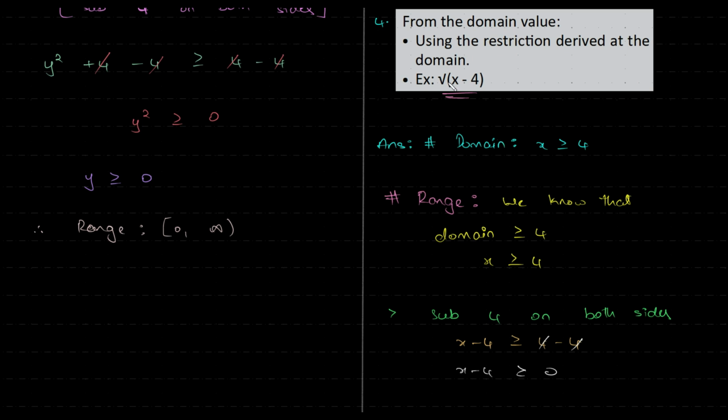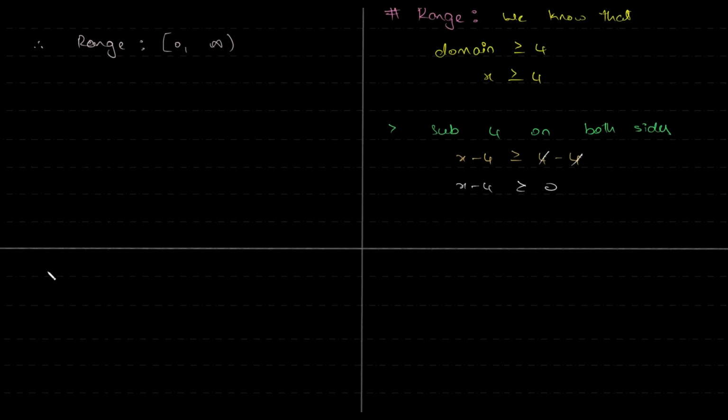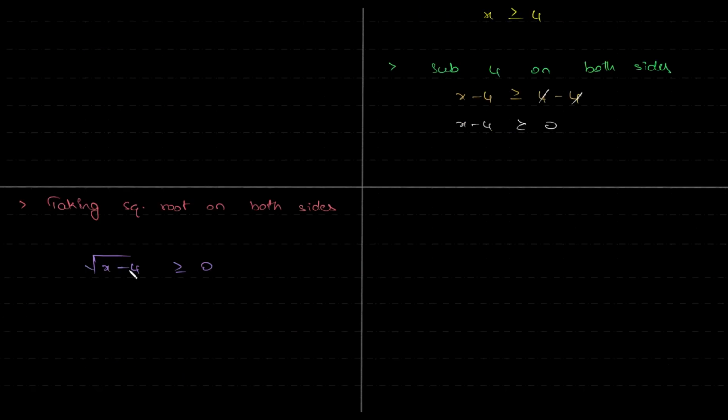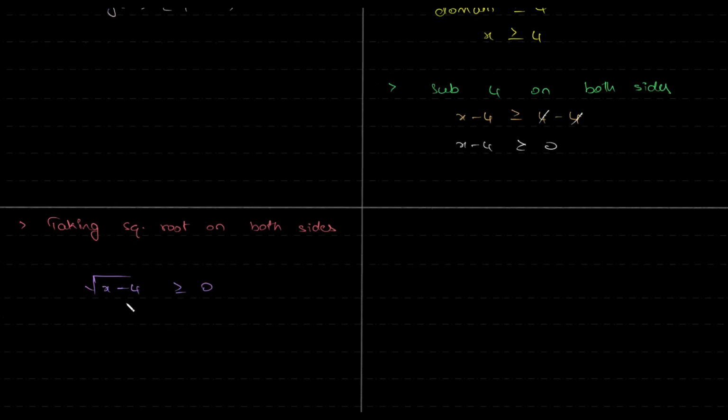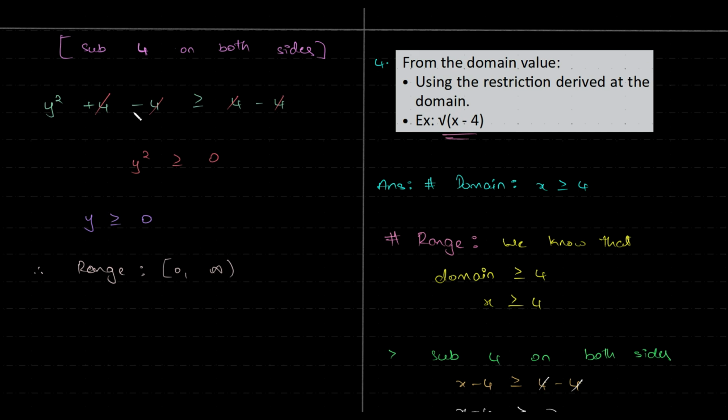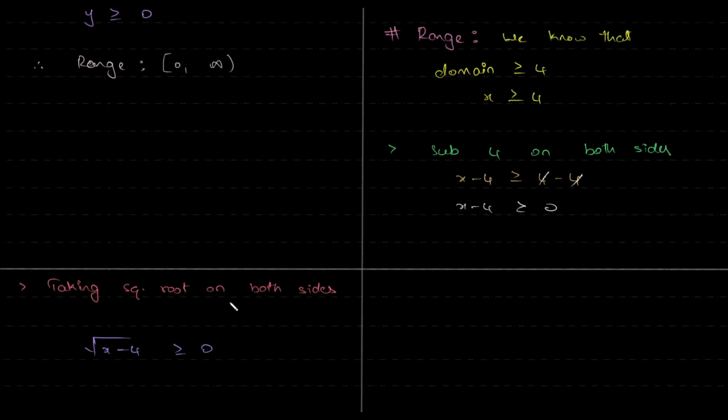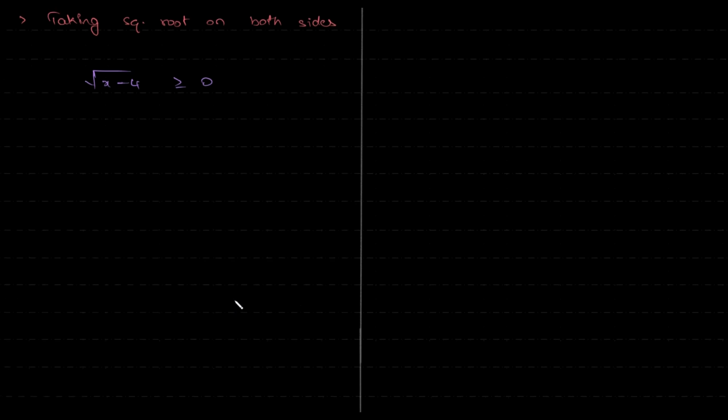Now, we are looking at square root of x minus 4. So taking square root on both sides, we end up with square root of x minus 4 is greater than or equal to 0. This is the expression for your range. Instead of y over here, you have square root of x minus 4. Can you see that? It's the same thing actually. Whatever I did over here, the same thing I'm doing over here. Just that I'm not taking the expression y, that's it.